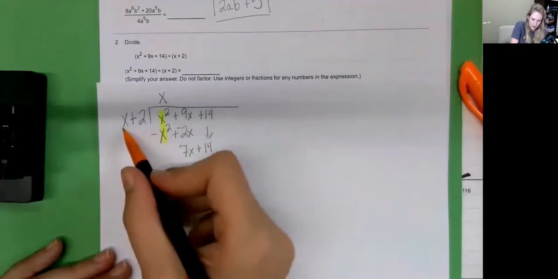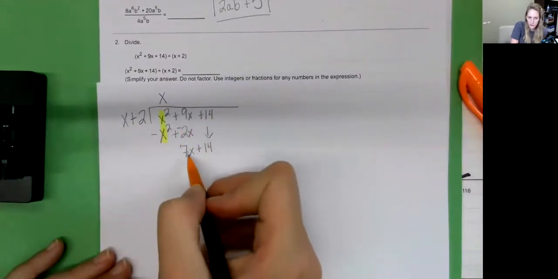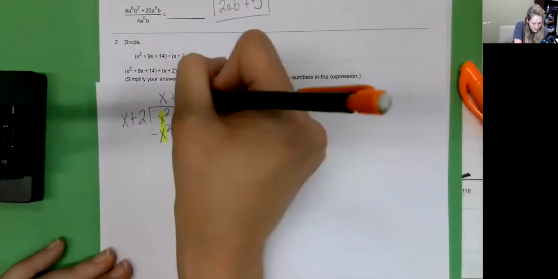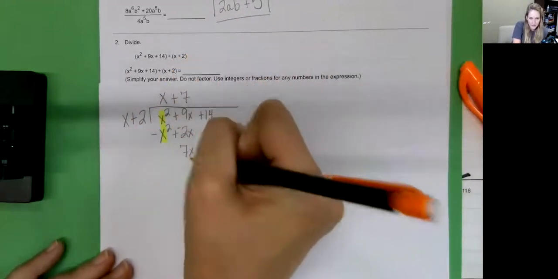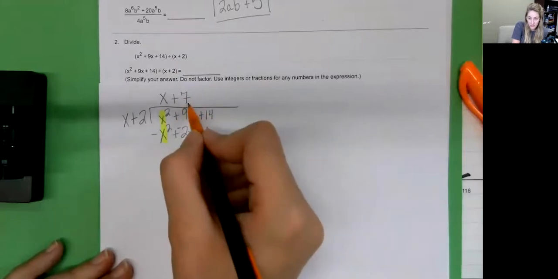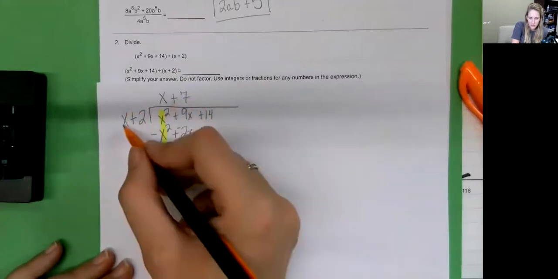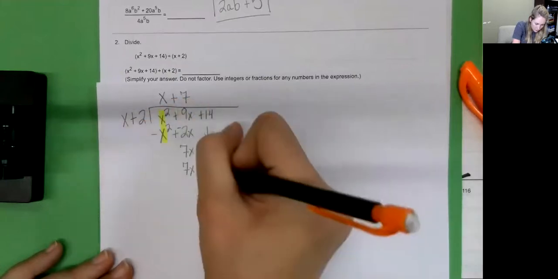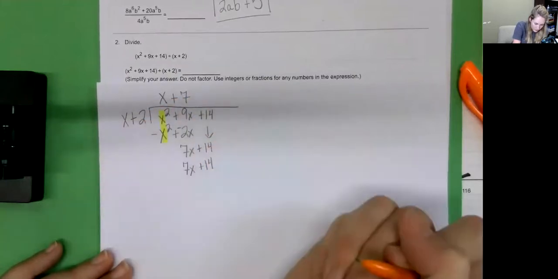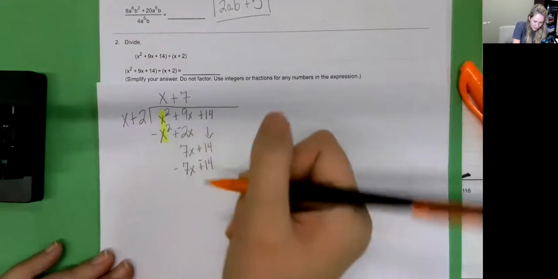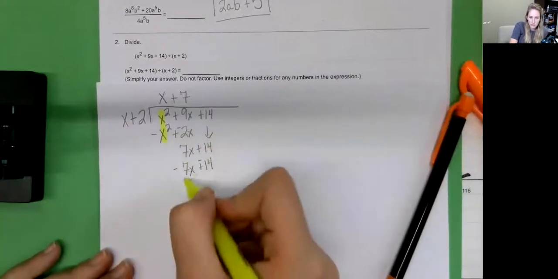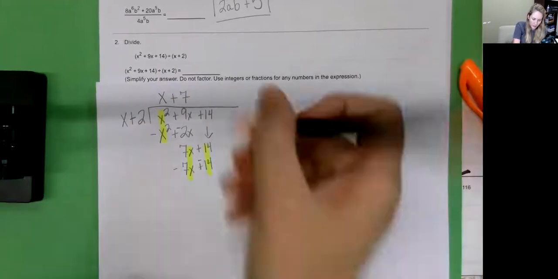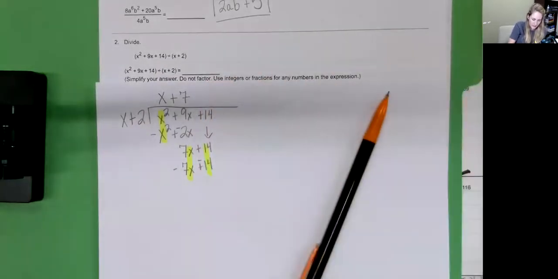Now then, I need this leading term to look like this one. It's positive, so I know this is going to be positive. So x times 7 is going to make this 7x. Then I take my 7 and multiply it by x plus 2. So 7 times x is 7x. 7 times 2 would be 14. And then you change your signs when you go to subtract them. So 7 subtract 7 is 0. 14 subtract 14 is 0. So our answer is this.